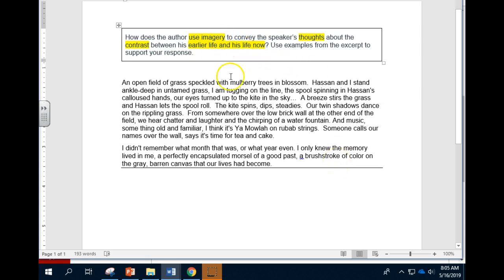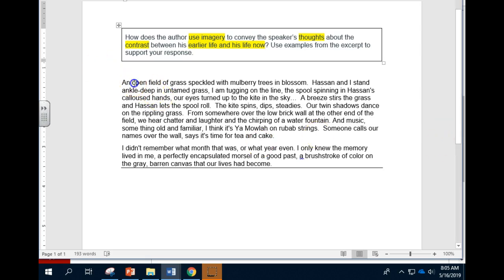All right, so the question was, how does the author use imagery to convey that difference? And now I know I'm looking for imagery that conveys how his earlier life is, and I'm looking for imagery in the second part that conveys how his life now is. Now I had to figure that out on my own. I had to figure it out when I read it, that this paragraph is about earlier life and this paragraph is about now. So here's what I see.